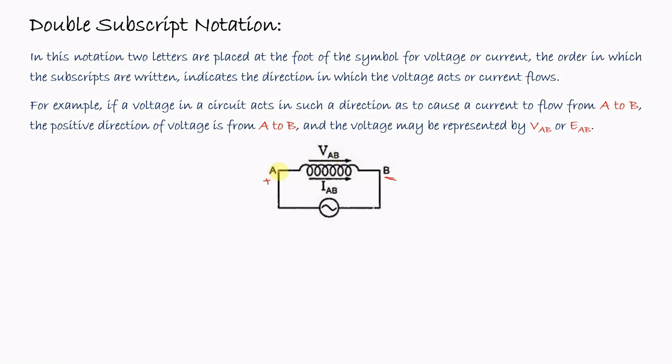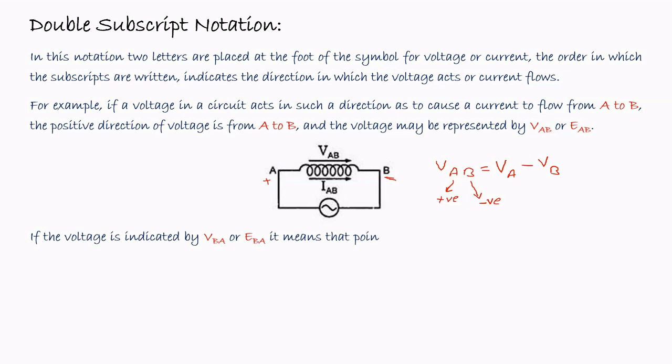Therefore, the potential difference between A and B can be represented as VAB. So it means it is the difference of VA and VB. Remember one thing here: A is considered the higher or positive potential, and the second point is considered the negative potential. So this is the concept of the double subscript notation.